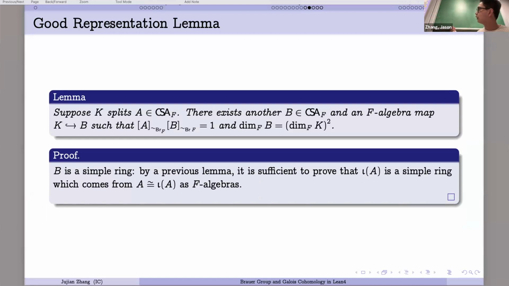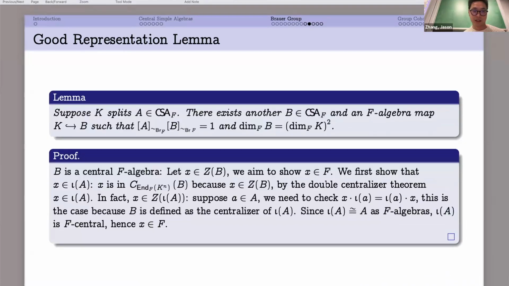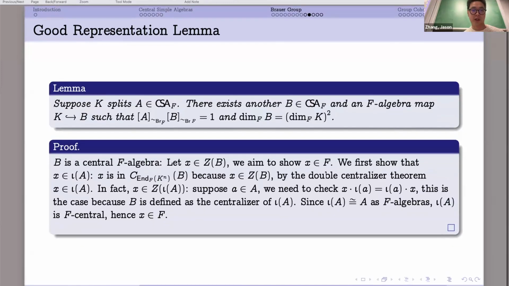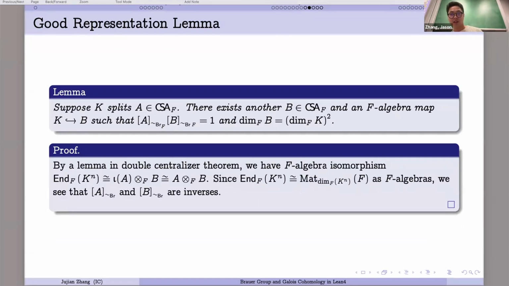And what is this? Oh yeah, we proved the injectivity. What did we prove again? Let me see. So we proved B is central. Now we need to prove, presumably, that B is simple. Yeah. So B is simple because B is a centralizer, and we see in the lemmas in the double centralizer theorem section that we only need to prove that iota is a simple ring, and iota is a simple ring just because iota is just A.